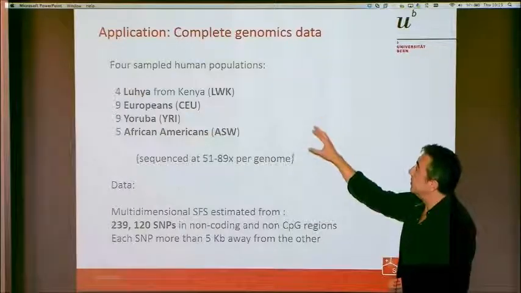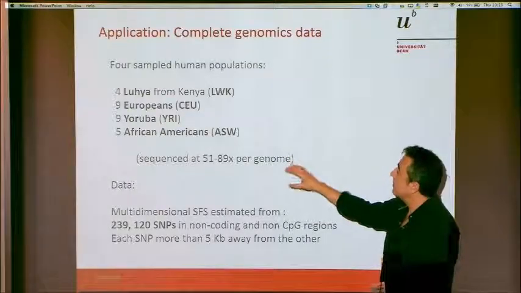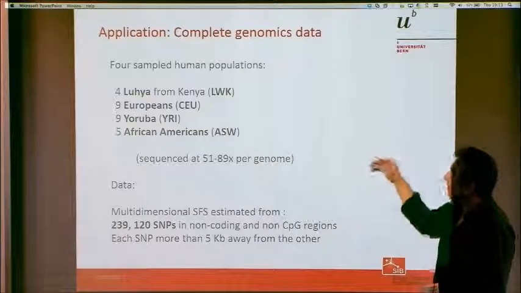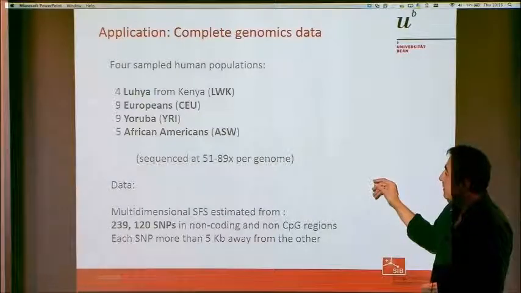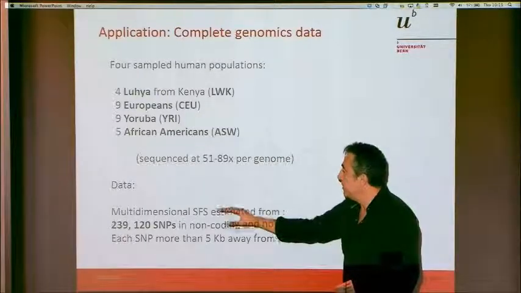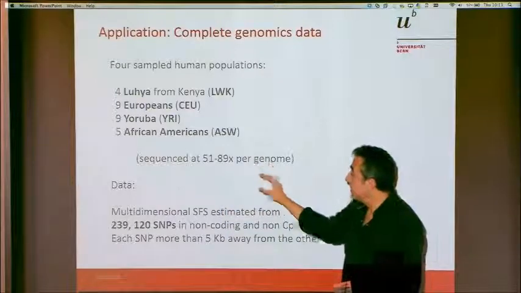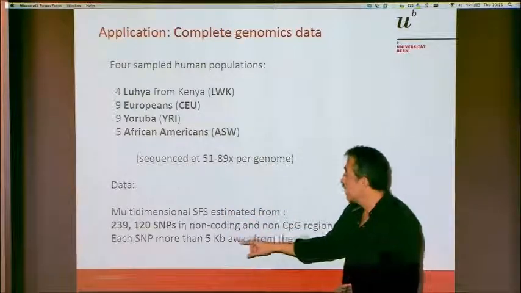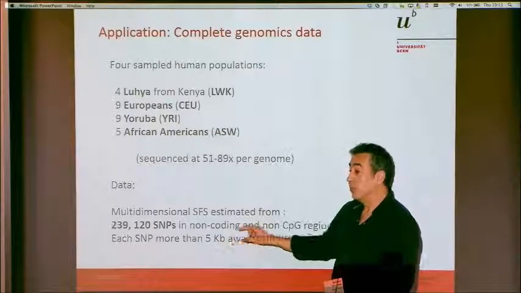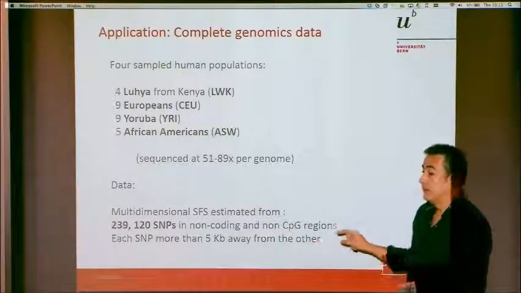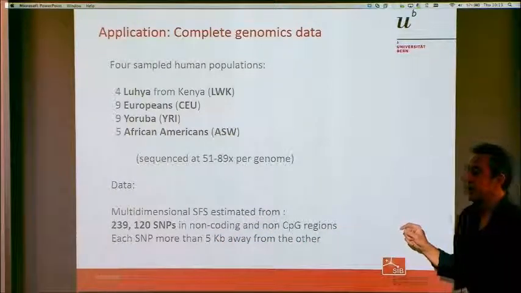This data has very high coverage, more than 50x, so we assumed that we had no error on the SFS, but we extracted some SNPs from this data set because we had this constraint that each SNP should be at least 5 kb away from the next one. Why does that matter to you? Because you want them to be effectively unlinked?